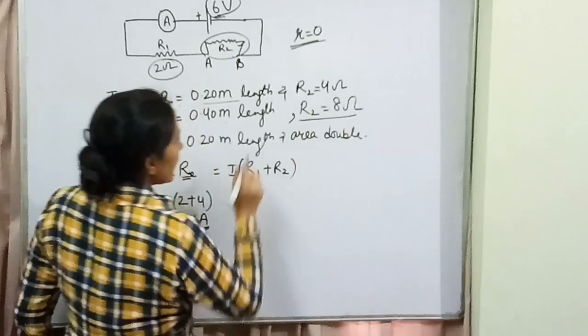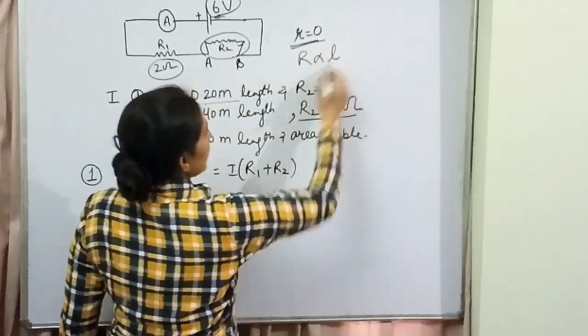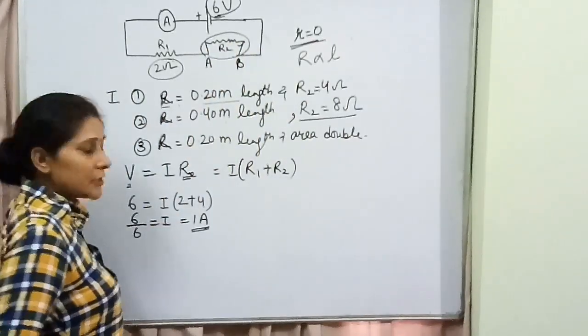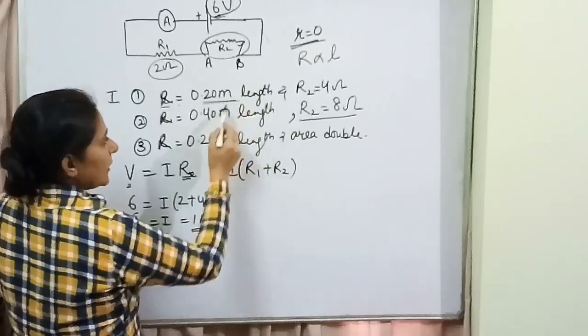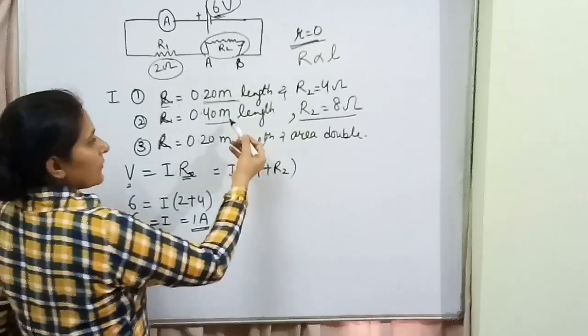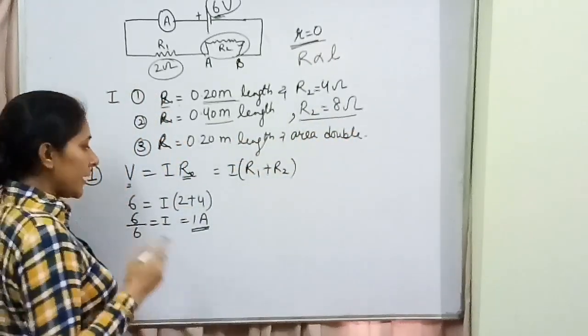It is not given to us, but we can find it out from here. Resistance is directly proportional to length. The same wire of the same material is given to us, as they have mentioned in the book. If the length was 0.2 meter in the previous one and now it is 0.4 meter, that means the length is doubled. So we are assuming the resistance is also doubled. That will become 8 ohm.